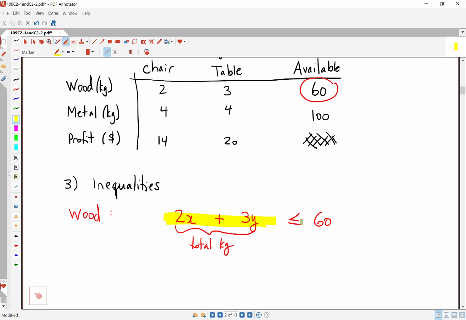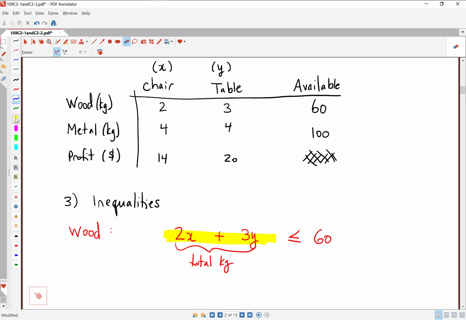You definitely would not want your inequality going the other way. If you had it going this way, then you'd be saying, oh, it's fine if they use up, say, 61 kilograms of wood in a day. And that's not fine. They would run out of wood at that point. So your inequality has to go that way. And let's now think about a fast way to build that inequality. You can see that we've got our variables across the top here. So when I read the inequality, I just go 2 times x plus 3 times y, and then the number on the right side of the inequality is going to be 60.